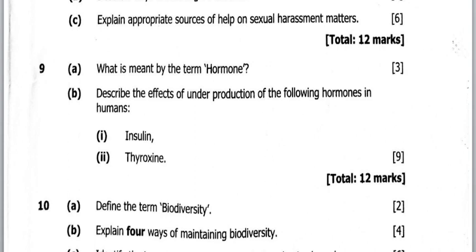Part B. Describe the effects of underproduction of the following hormones in humans. We have insulin and thyroxine. Before you can look at the effects, you need to know what those hormones do. For instance, insulin. When there are high levels of glucose in the body, insulin will convert that glucose to glycogen. So what do you think would happen if insulin is produced in low amounts? Underproduction of insulin leads to the disease called diabetes mellitus.